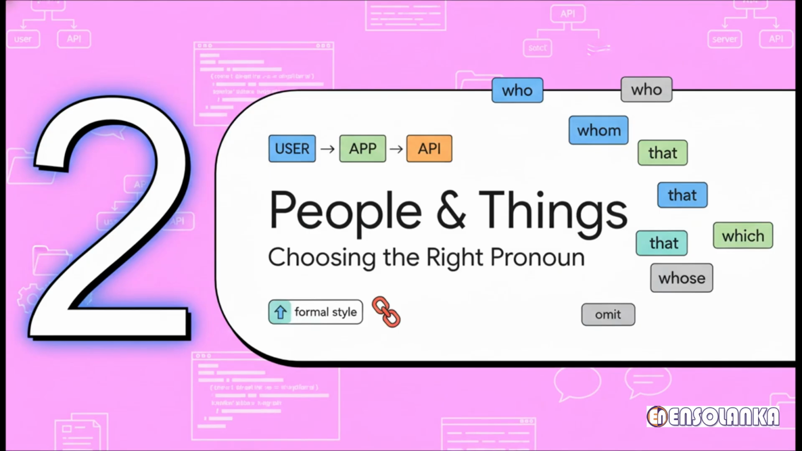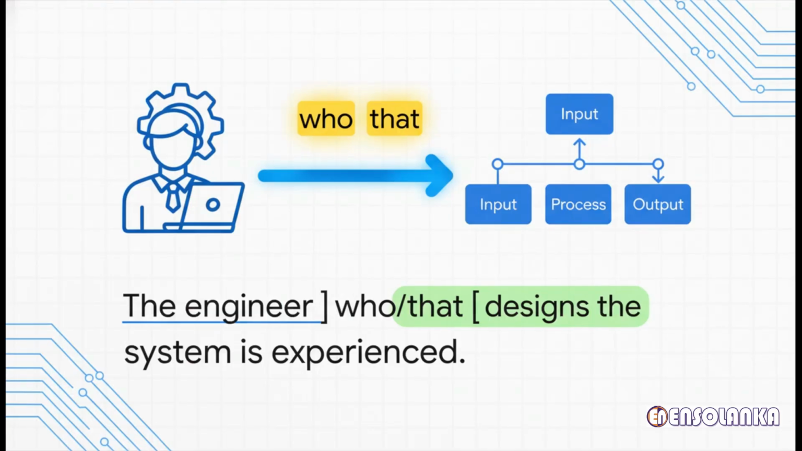Okay, so these clauses usually kick off with a special little word, a pronoun. Let's take a look at how you pick the right one for the job, because it depends on what you're describing. So, when you're describing a person, an engineer, a user, a project manager, you're going to use who or that. For instance, in "the engineer who designs the system is experienced," that whole clause points right back to the engineer. And you know what? In everyday tech communication, using that is totally fine and actually really common.